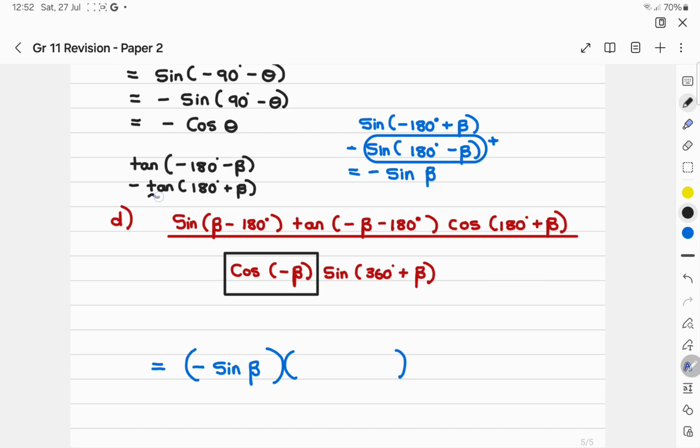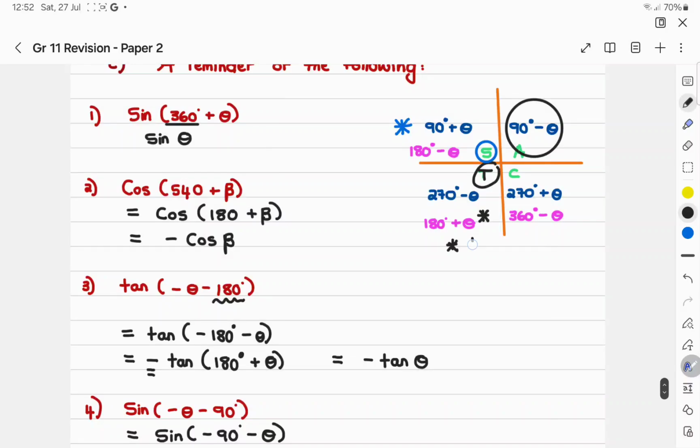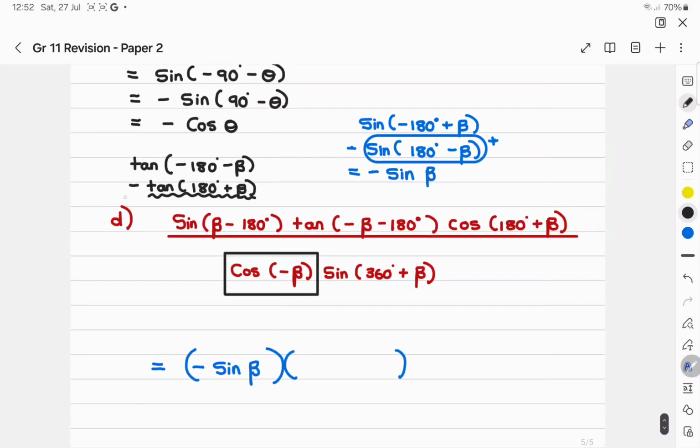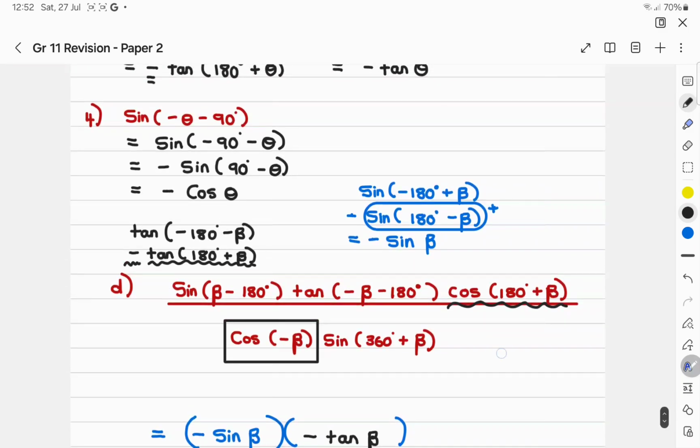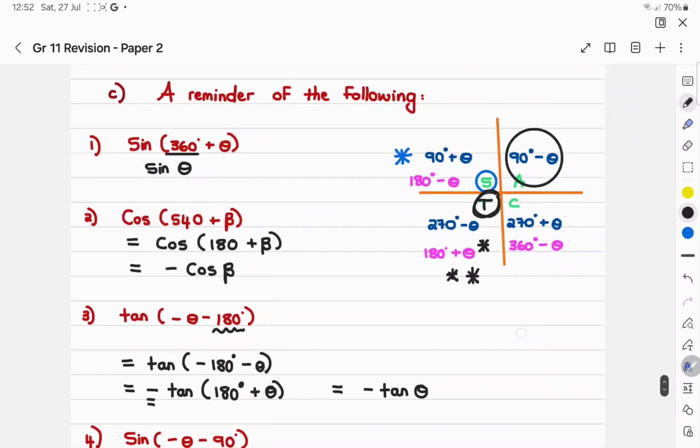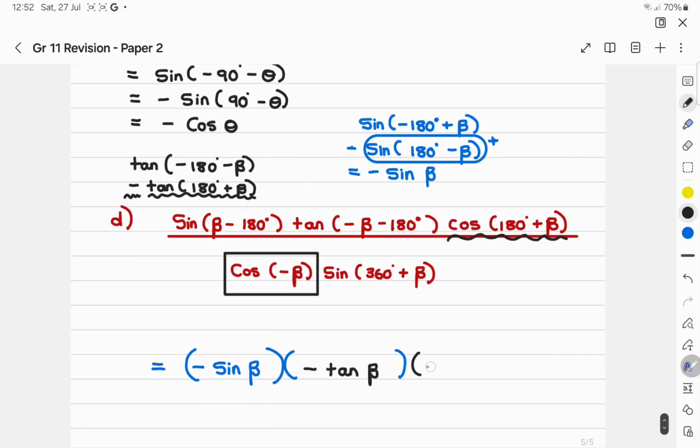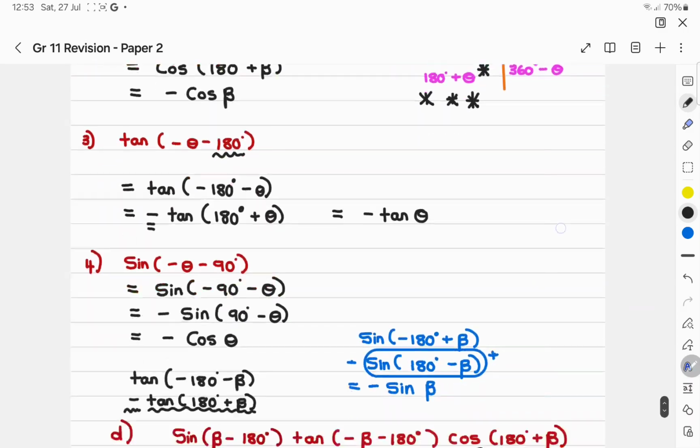Okay, so now we want to look at tan of 180 plus beta. 180 plus is over here. Tan is a positive over there, but a positive times a negative stays a negative tan beta. I hope you understand. It's not so bad. And then let's look at cos of 180 plus. Luckily, there's nothing I need to reduce there. Cos 180 plus is over here, but the cos becomes a negative cos, because the only one that's positive there is tan.